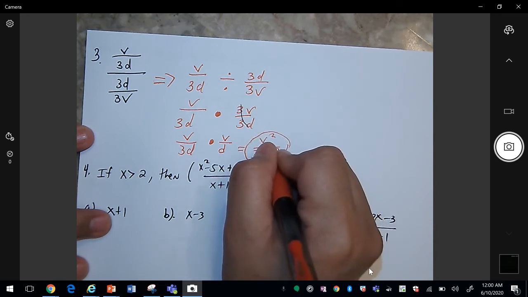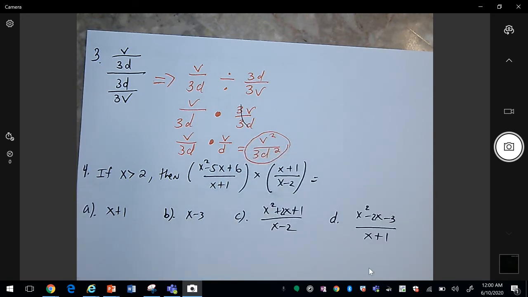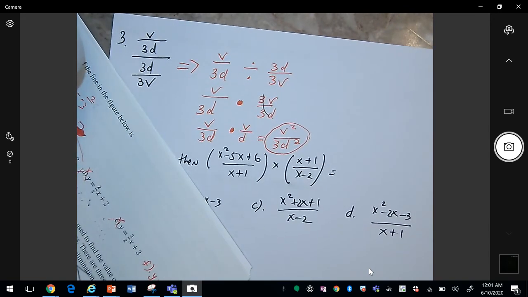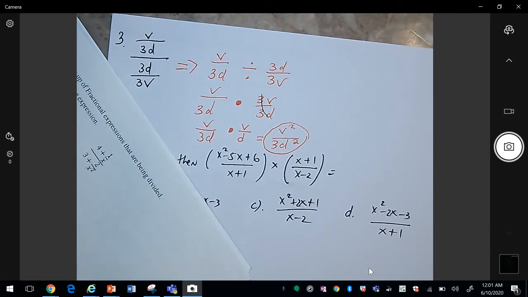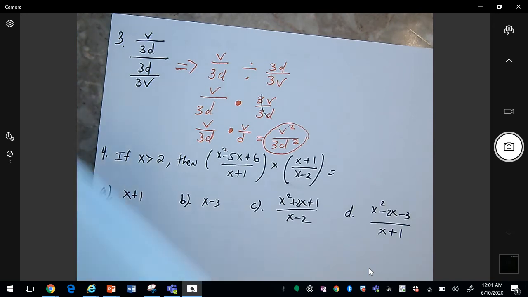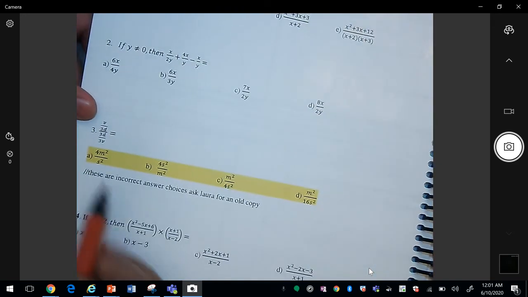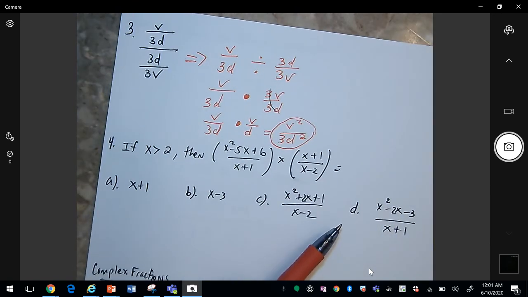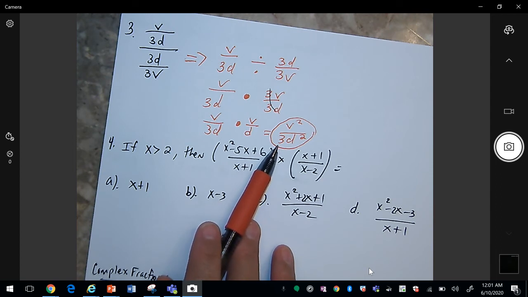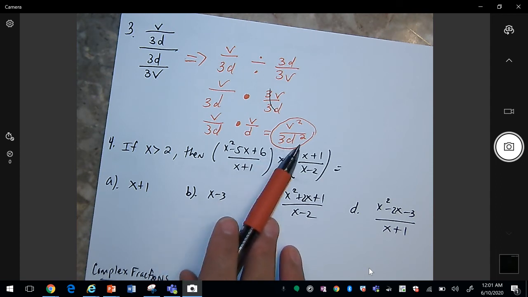So this answer choice is not in the booklet. Let me show you. Number 3 on the booklet has different variables. Okay, so I have m and s, but we're working with v and d. So our answer here was v squared over 3d squared.